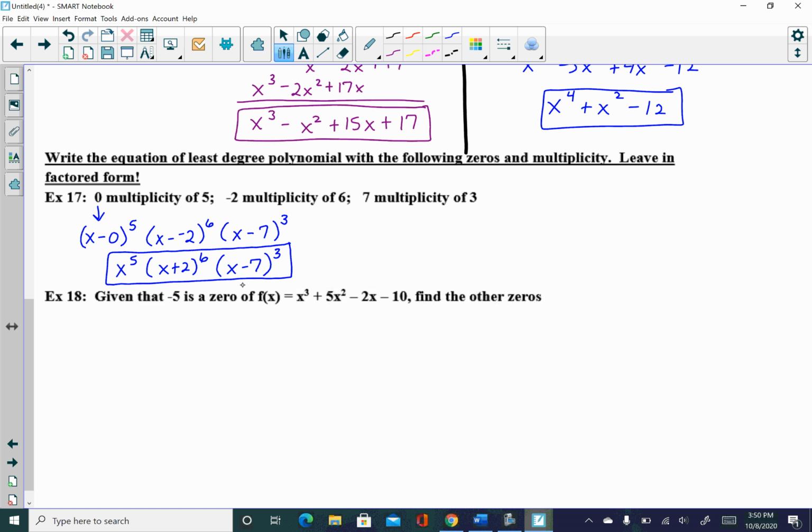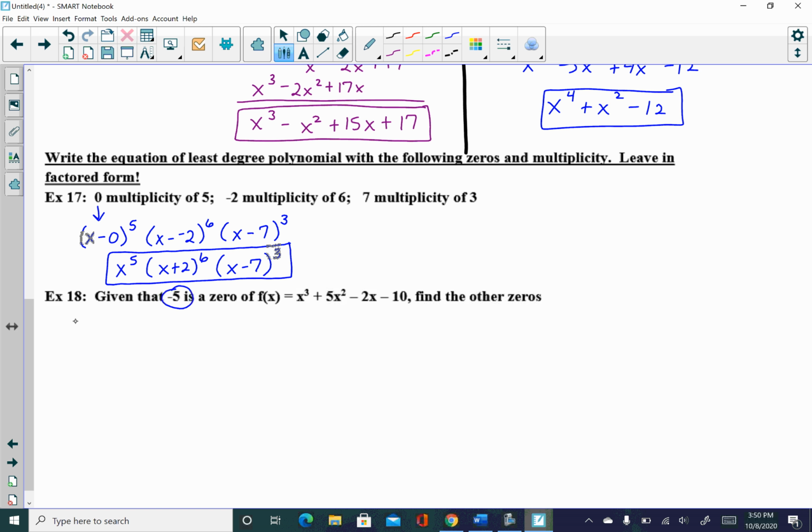In example 18, it says, given that negative 5 is a 0 of this polynomial function, they want us to find the other zeros. So if negative 5 is a 0, then that means if we were to divide this polynomial function by its factor, then we would have a remainder of 0. So let's use synthetic division by using our 0 here, and get our polynomial down to something that would be 1 degree less, that we can factor, or maybe you just go straight away to solving, okay?